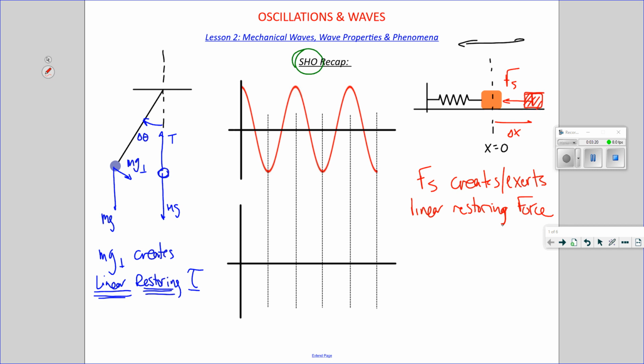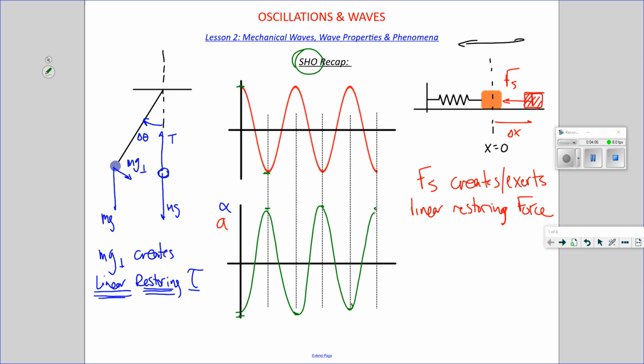The result of that net torque is an angular acceleration back toward equilibrium. In the case of the mass on a spring, there's a center of mass translational acceleration back toward equilibrium. Both of these accelerations, whether angular or translational, look like this. When there's a big positive displacement, there's a big negative acceleration. When there's a big negative displacement, there's a big positive acceleration, and so on. So what you get for acceleration, whether angular or translational, is something that looks like that.